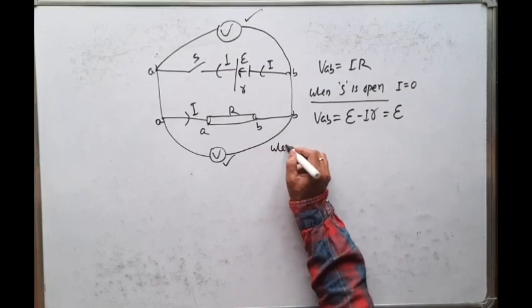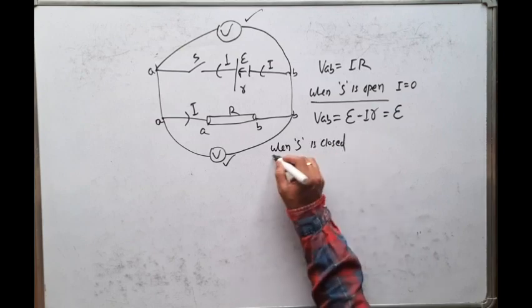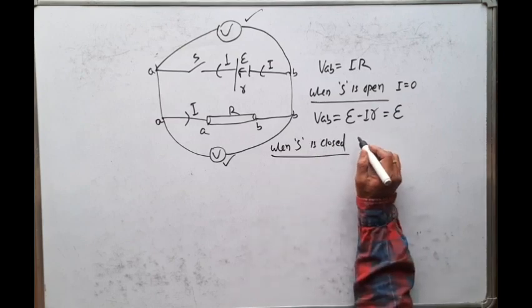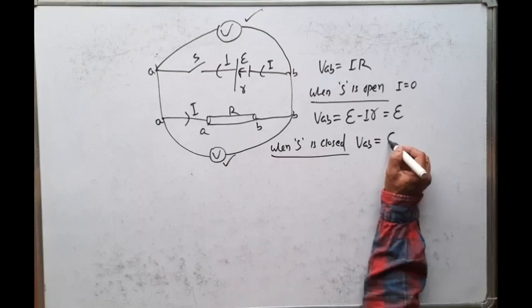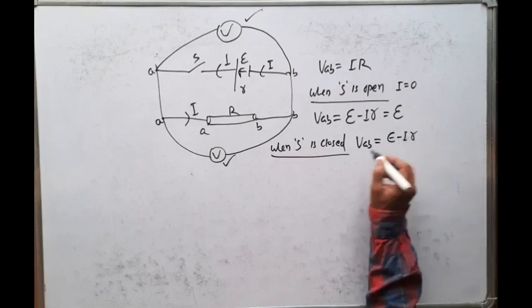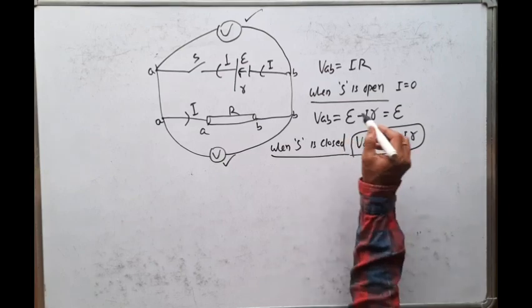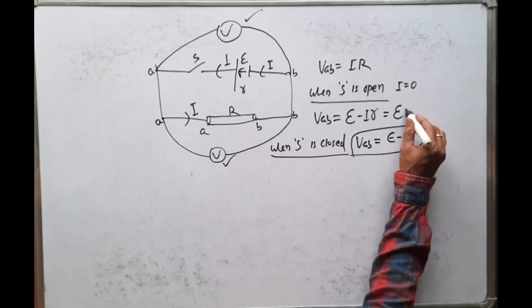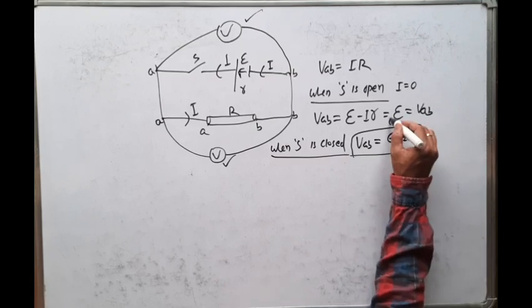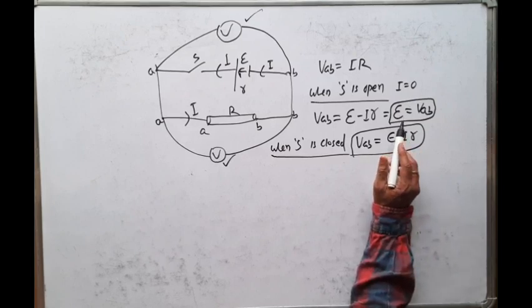But when the switch is closed, what will happen to the terminal potential difference? The terminal potential difference will be E minus I into r. So this is the terminal potential difference when the switch is closed, and VAB is equal to E when the switch is open.